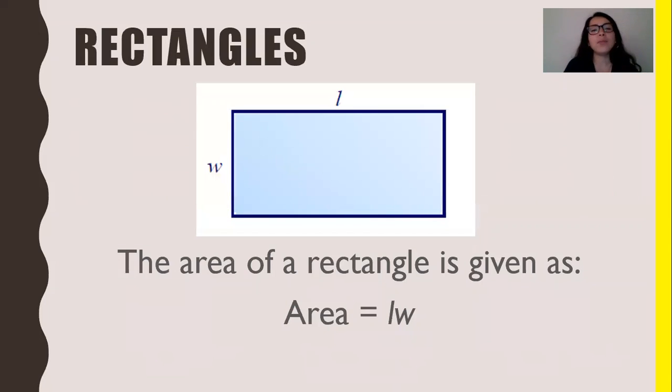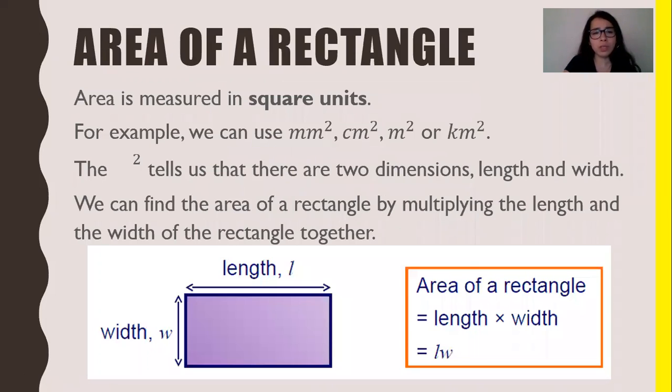All right, so when we look at rectangles, hopefully you've seen this in the past at some point, the area of a rectangle is given as length times width. So to find the area, you multiply those two sides. The area of a rectangle is measured in square units. So for example, we can use millimeters squared.